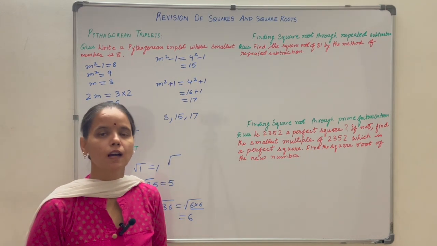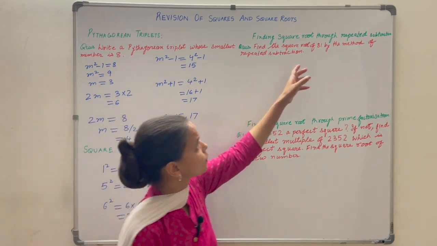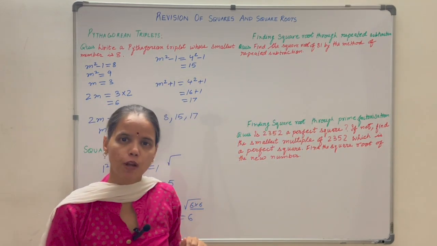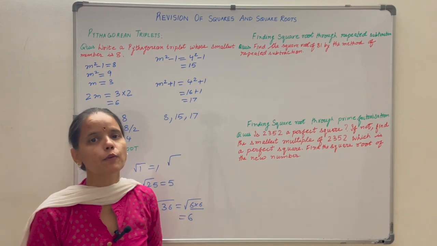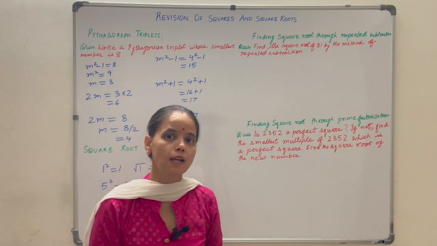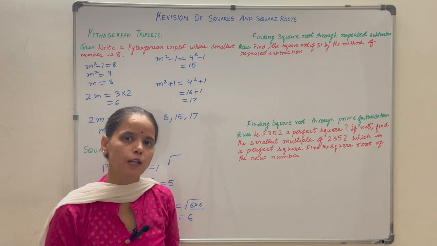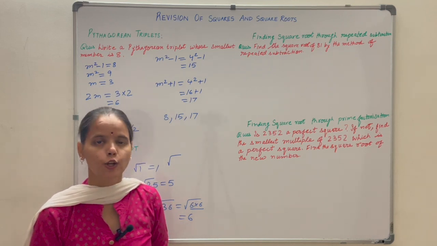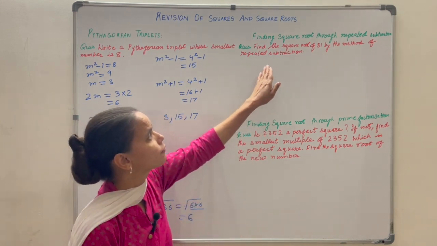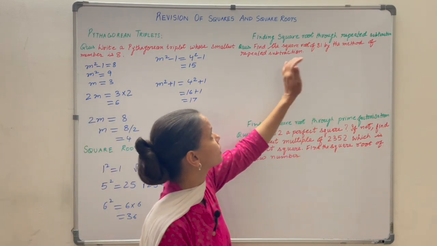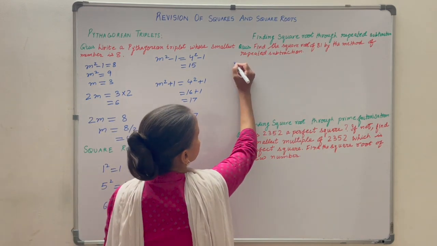Let us now discuss how to find out the square root of a number. The first method is finding the square root through the repeated subtraction method. We have discussed earlier in this video that the sum of first n odd natural numbers is n square. So that means if you start removing the odd natural numbers from a perfect square, you should get 0. Let us understand with the help of this question. Find the square root of 81 by the method of repeated subtraction. So let us do that method now.